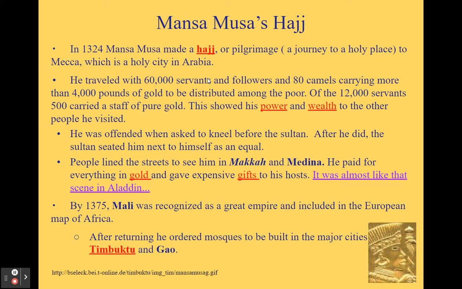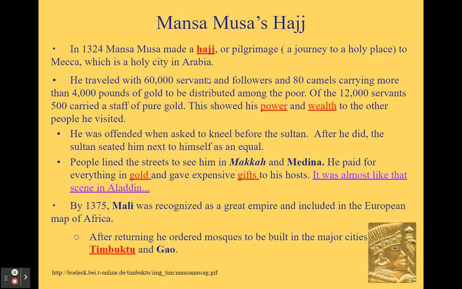He was offended when asked to kneel before the Sultan, and after he did, the Sultan seated him next to himself as an equal. He was offended by kneeling because he felt that he wasn't inferior or below anyone other than Allah. He felt that he shouldn't be kneeling to anybody other than Allah because no one was more important to him than Allah, especially not some new sultan that he had just met today.